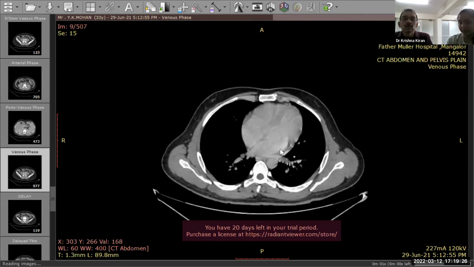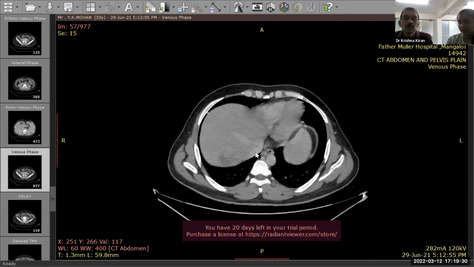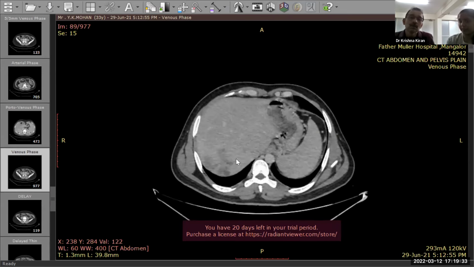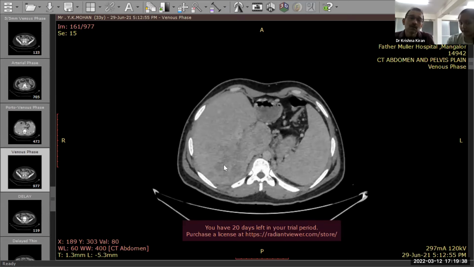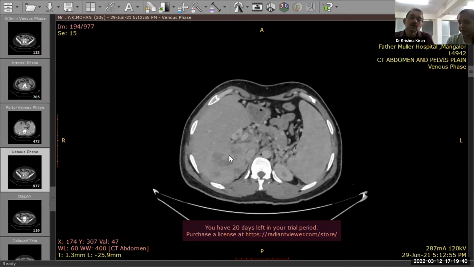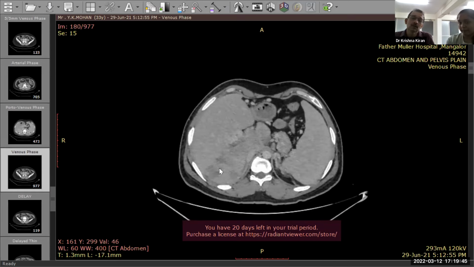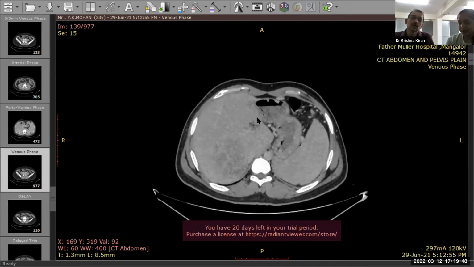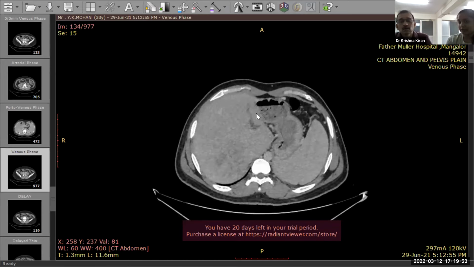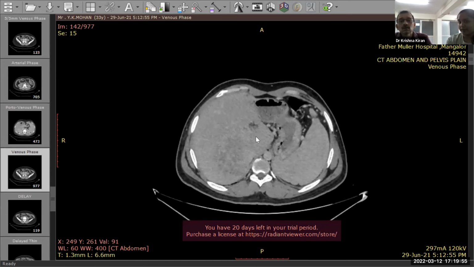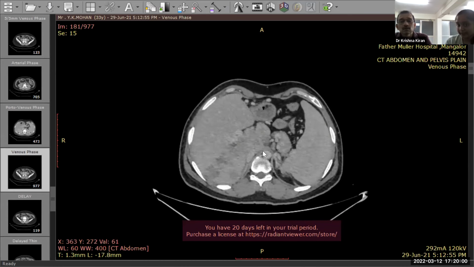Now, this is the portal phase. In the portal phase, we can see that all these areas which were hypoenhancing in the late arterial phase are still hypoenhancing, and a few of them show peripheral enhancement. We can also notice that there is atrophy of the lateral segments of the left lobe of the liver, and the caudate lobe is enlarged. There is also splenomegaly.